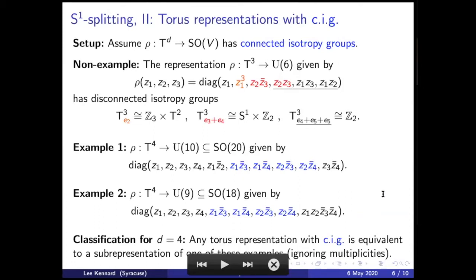I should mention we don't use this classification. We don't use this much information for the T5 theorem. We just use the S1 splitting, but it's kind of natural to try to understand what these look like.